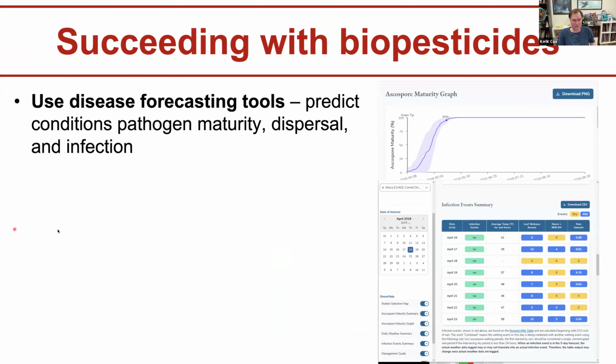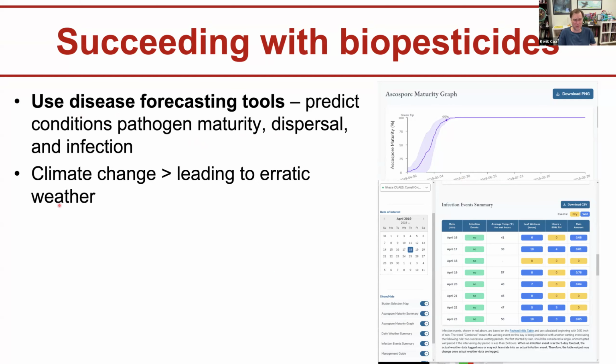The second thing we like to promote is the use of forecasting tools. We'll have one for strawberries. I'll show it a little bit as well. They'll predict the conditions that sort of will predict the pathogen biology and maturity, pathogen dispersal, and potential for infection based on weather events that are happening.